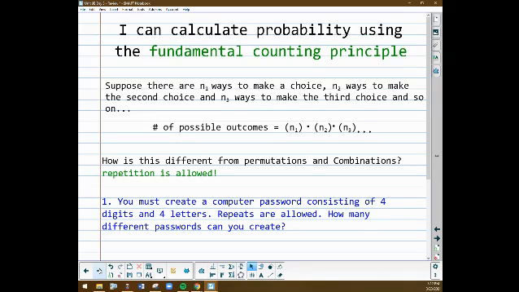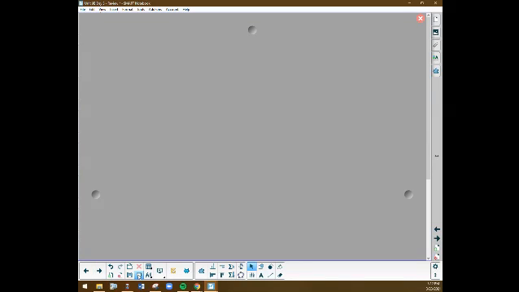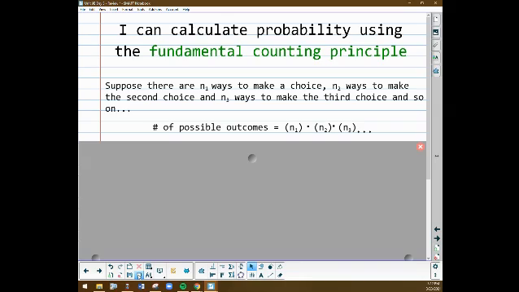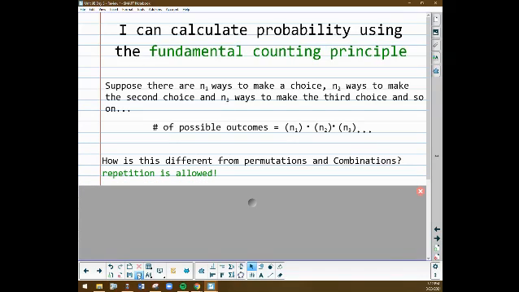Okay, so the first thing is the fundamental counting principle. The rule that we talked about in class says, suppose there are n1 ways to make a choice, n2 ways to make the second choice, and n3 ways to make the third choice, and so on. The number of possible outcomes equals the number of ways to make each choice multiplied with each other.